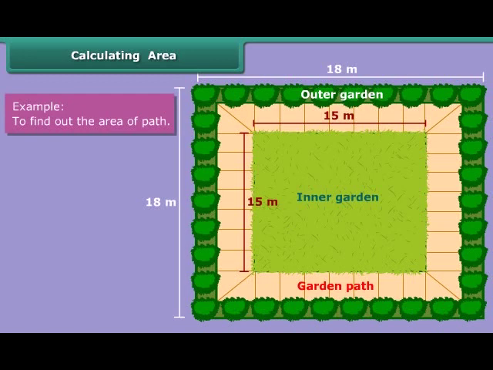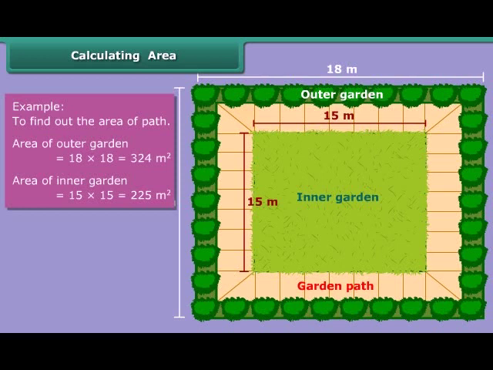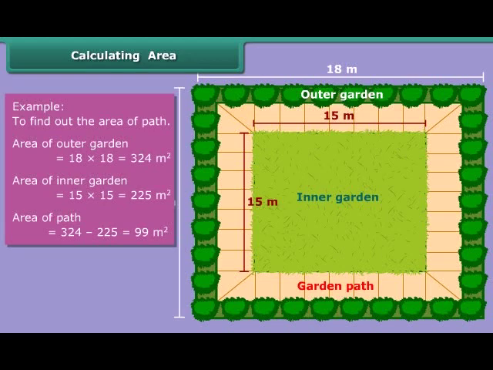To do so, calculate and deduct the area of the inner garden from the area of the outer garden. The area of the outer garden is 324 meters square and the area of the inner garden is 225 meters square. So, the area of the path will be 324 meters square minus 225 meters square, which is equal to 99 meters square.